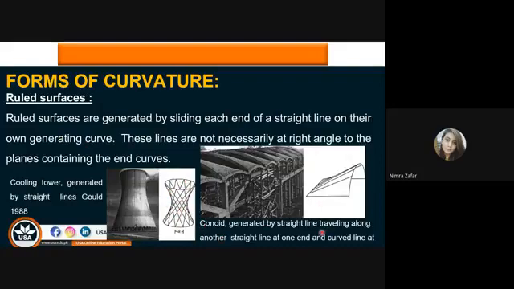Then there is an example of a conoid in which again we have straight lines generating a curve, and these lines are not at right angle to each other. A conoid is generated by a straight line traveling along another straight line at one end and a curved line at the other end. This is a curved line and this is the straight line. So these straight lines start from this straight line and they meet the curve on the other end.